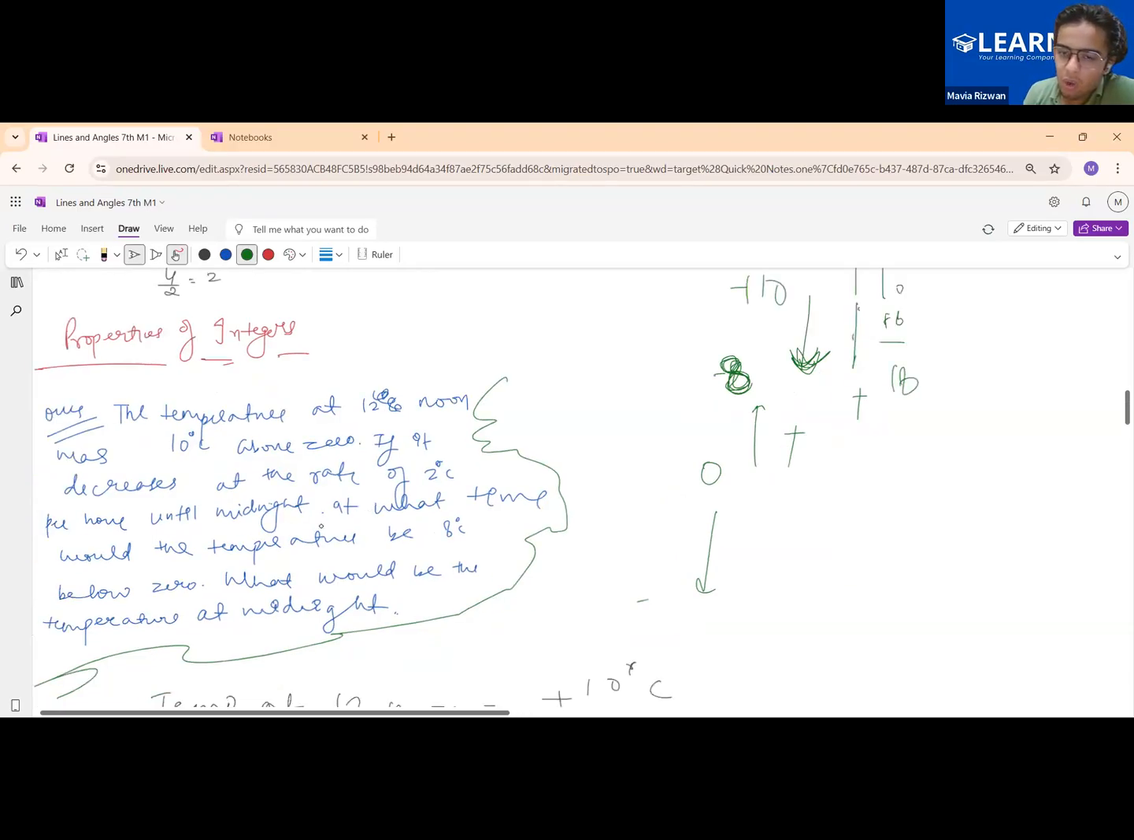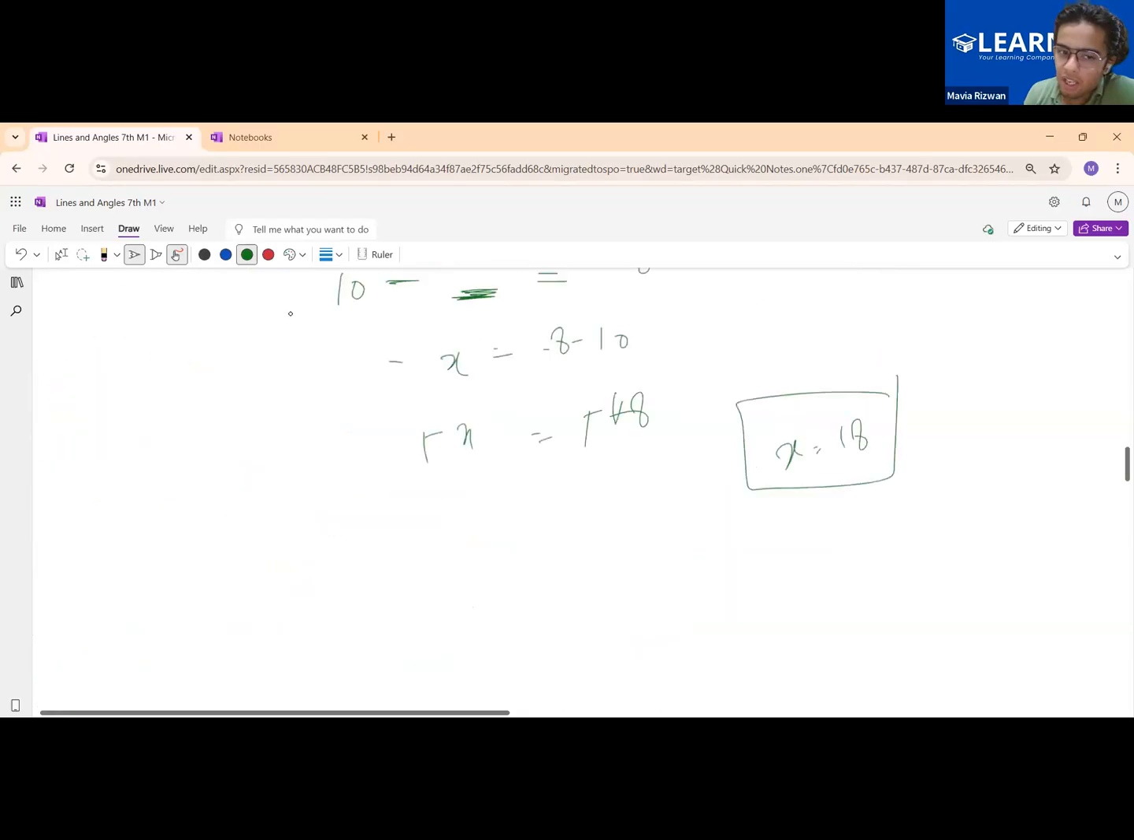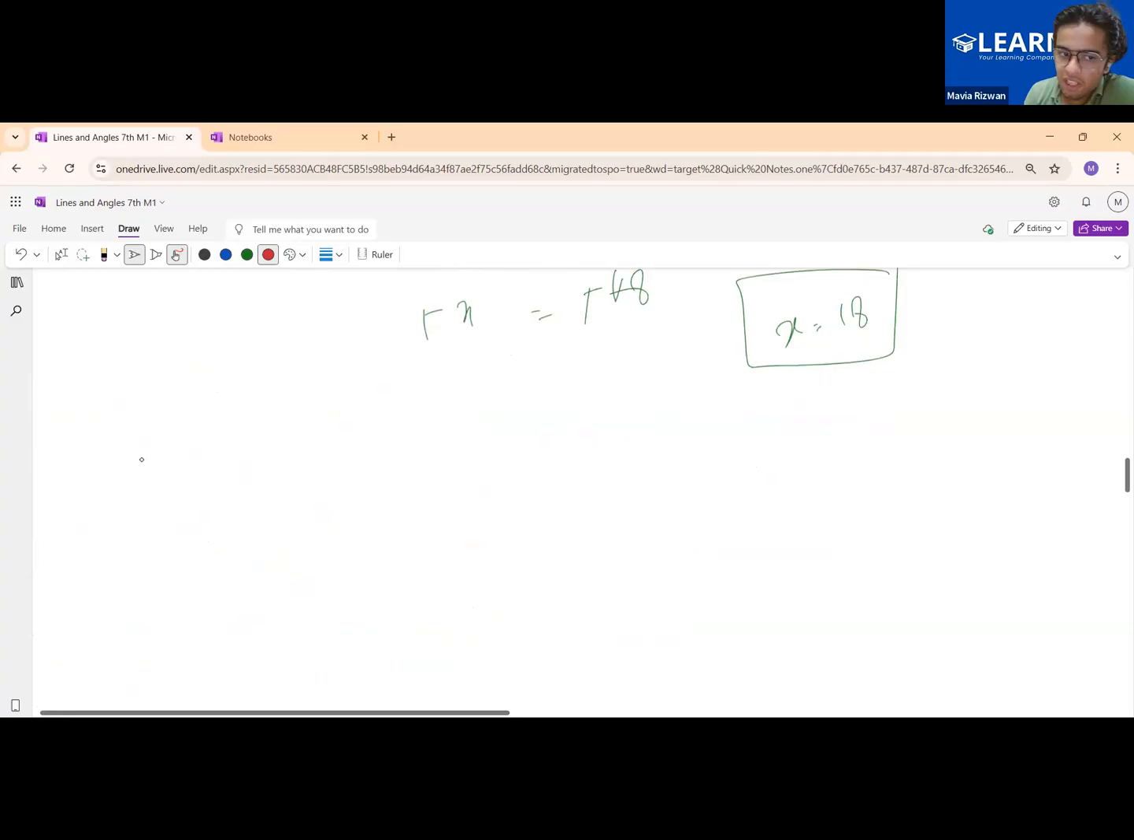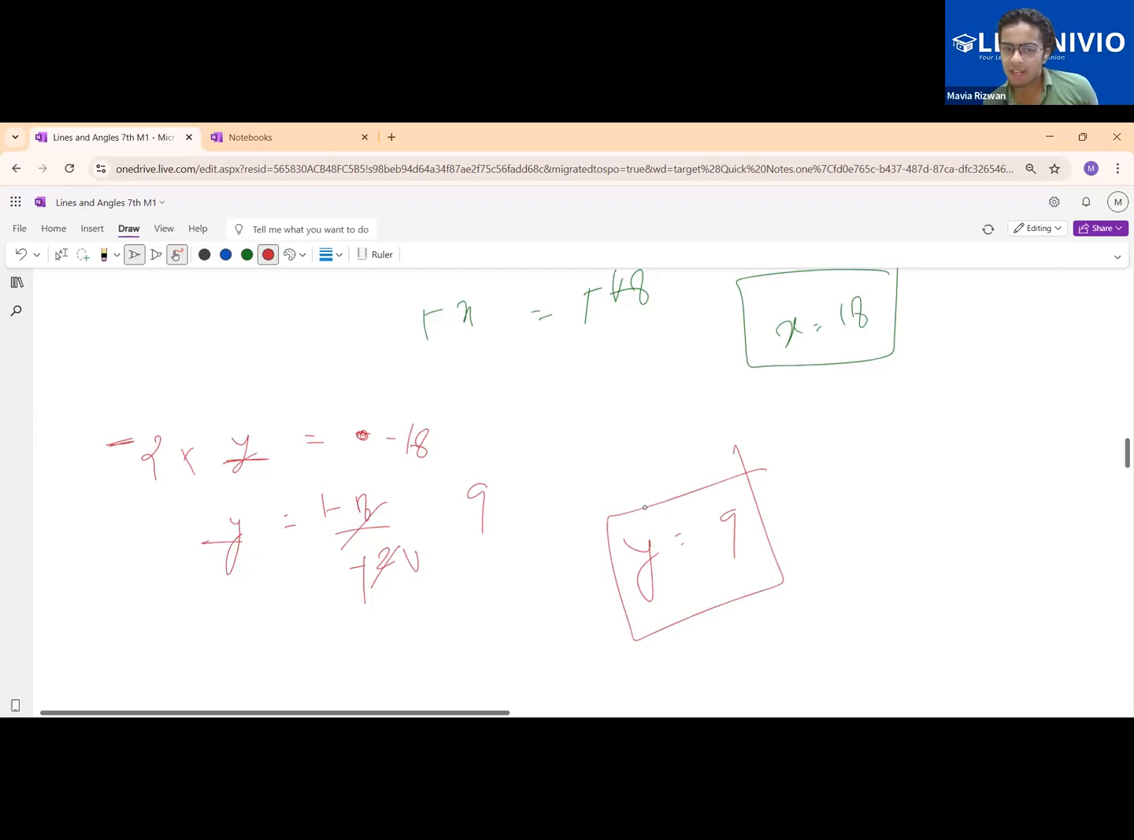Now they are asking how much time would it take? Every hour it is dropping by 2, so -2 into something would give us -18. Take y here: -18 by -2, cancel, so y is equal to 9. So it would take 9 hours to drop 18 degrees Celsius.